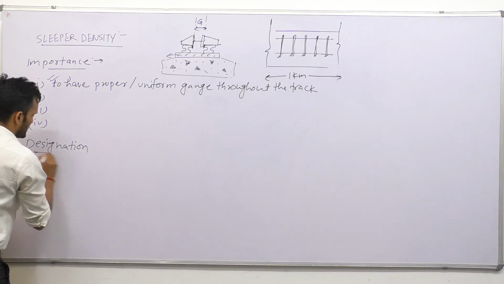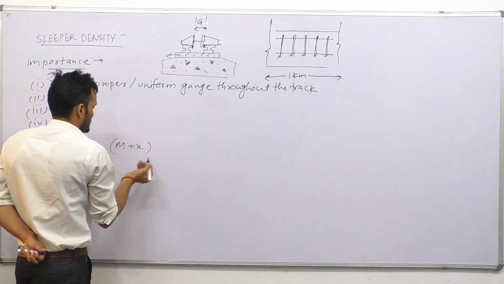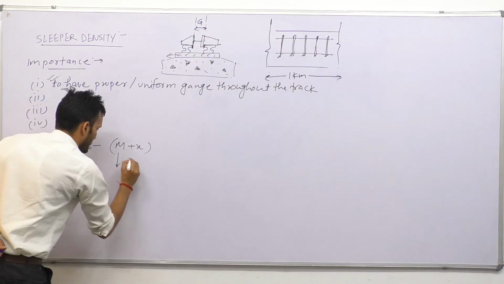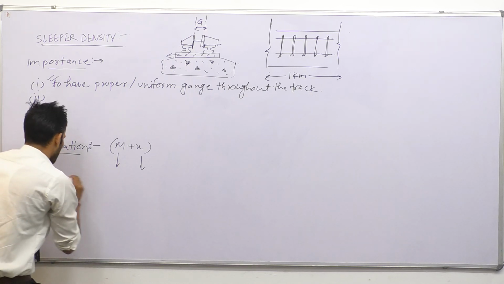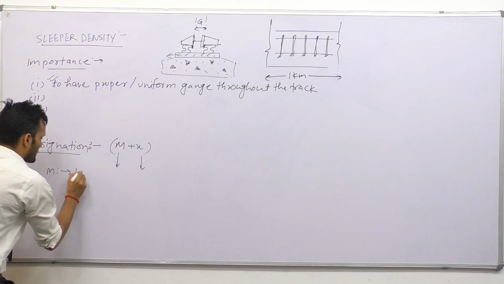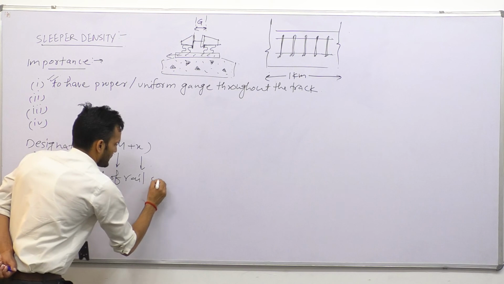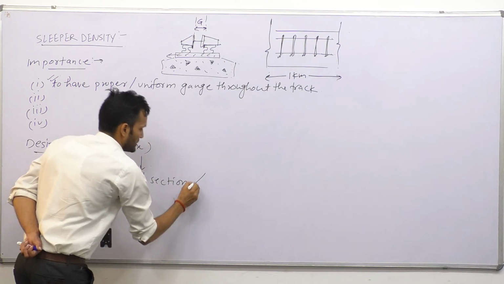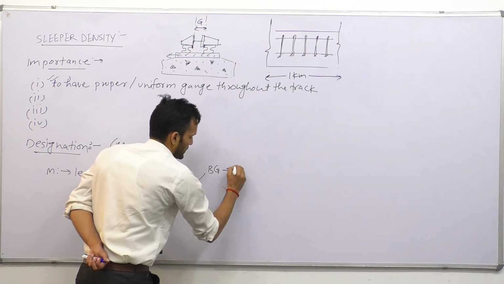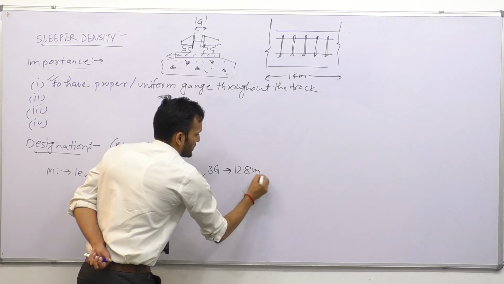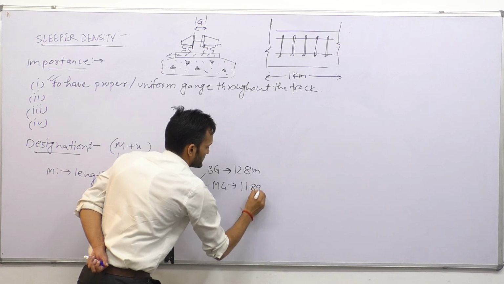Sleeper density is designated as M plus X. So what here is M and what here is X? M is the length of rail section, which varies with the type of gauge. If it is a broad gauge, then the value for M is 12.8 meters. If it is a meter gauge, then the value is 11.89 meters.